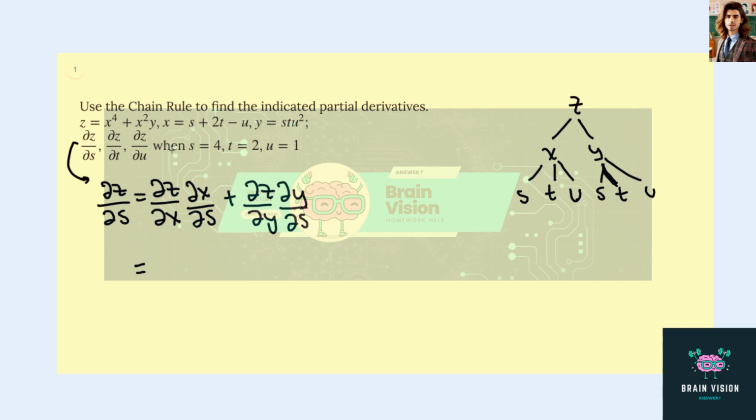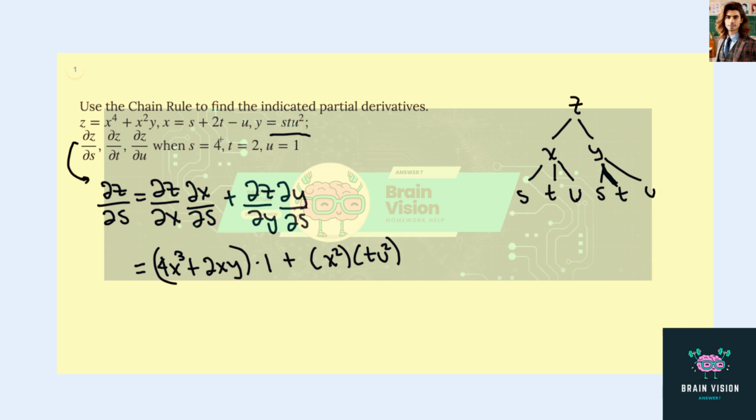So here, let's go ahead and compute that derivative. Derivative of z with respect to x. Derivative of x with respect to s is just 1. Derivative of z with respect to y is x squared. And derivative of y with respect to s is just tu squared.